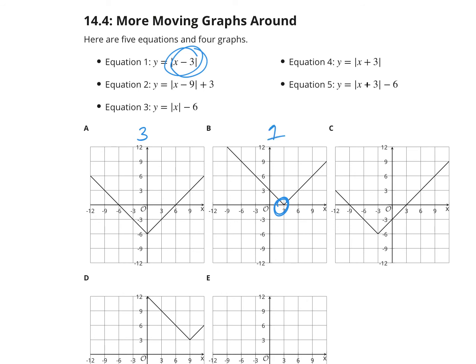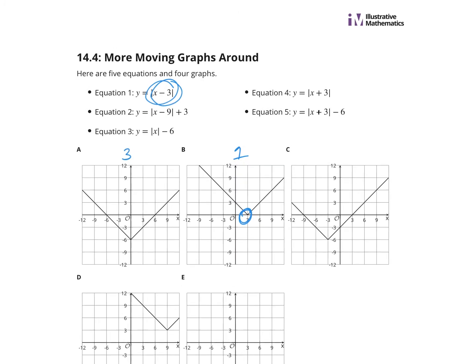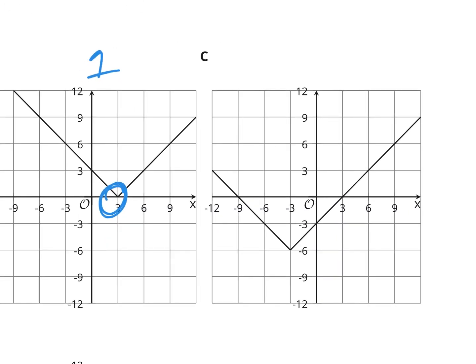For equation C, there's 2 shifts happening. I see I have a shift to the left, right? So everything went to the left. And then I also went down to -6. So if I thought about just the shift prior to moving down, just focusing on the shift to the left, it would look like this. And that would tell me my x-intercept is -3.